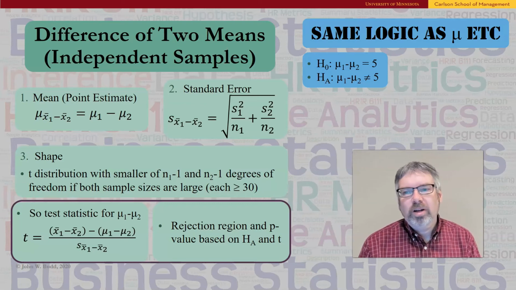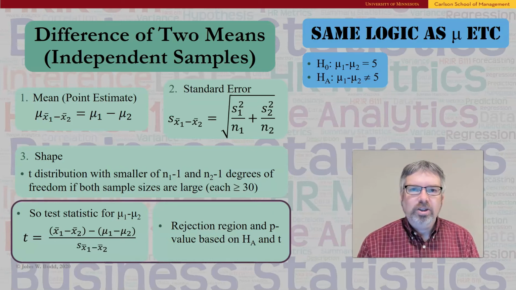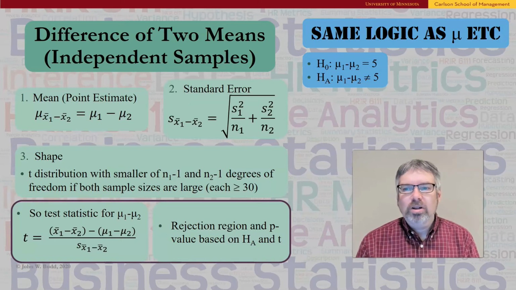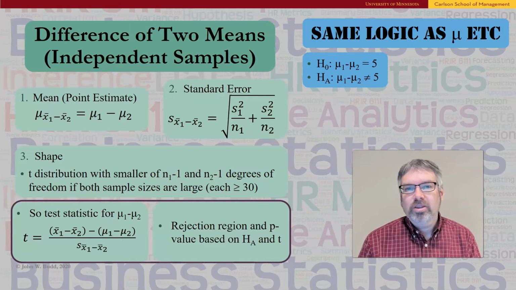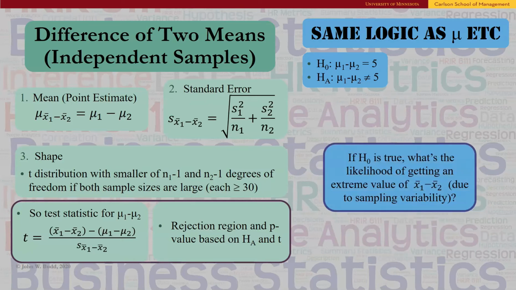Suppose we wanted to hypothesize that the difference in two population means is 5 against the alternative that they're not equal to 5. So we're not interested in a particular direction of difference. We just want to try to test whether the difference in means equals 5 or is different from 5. And if this is true, then we should ask, what's the likelihood of getting an extreme value of the difference in two sample means solely due to sampling variability?